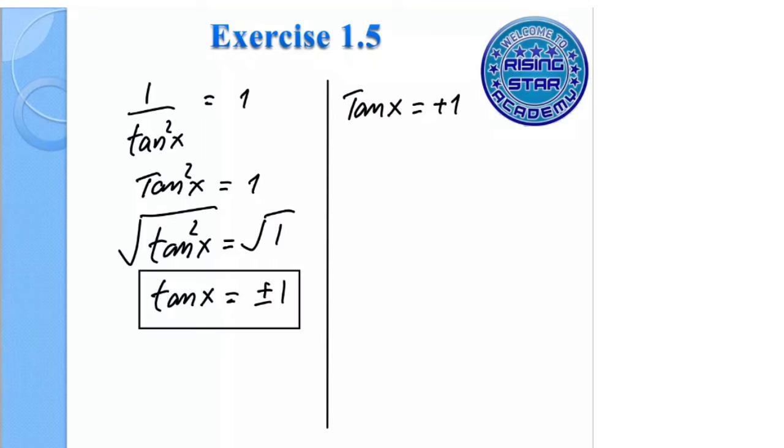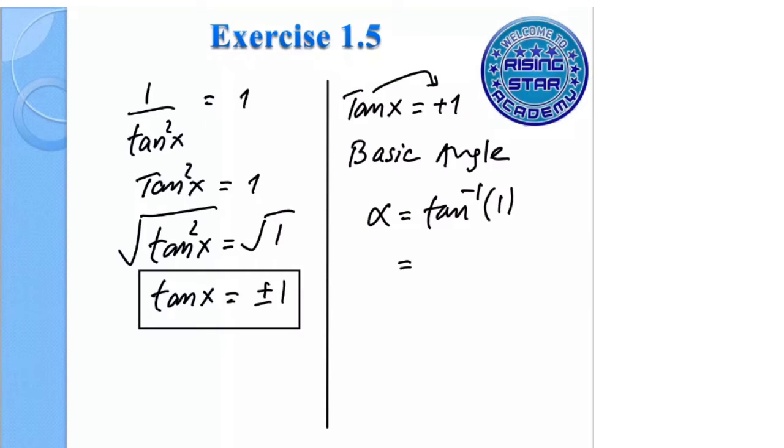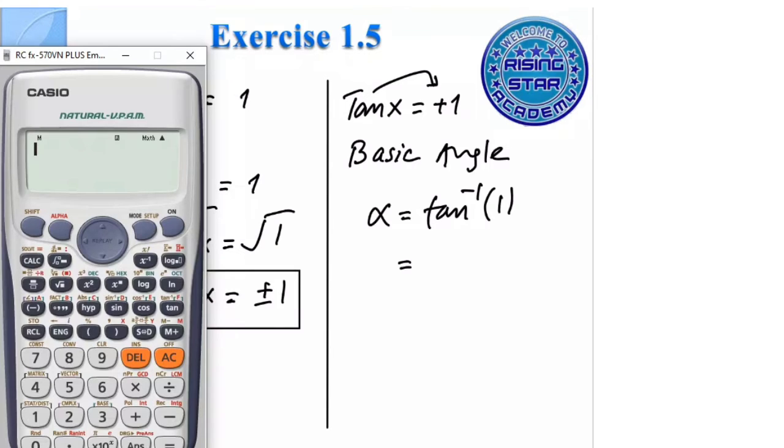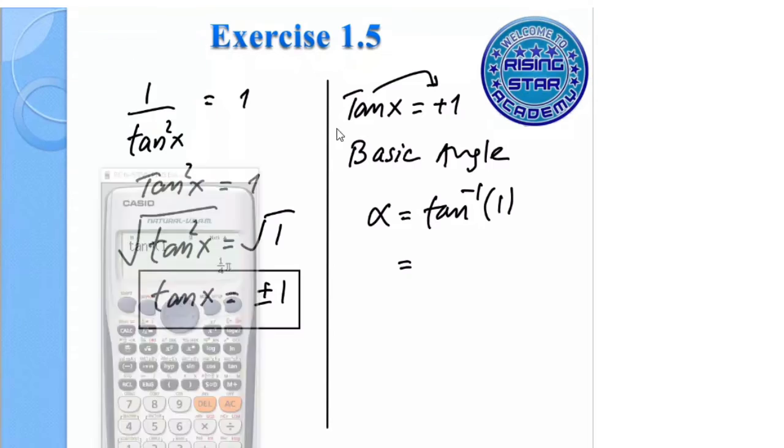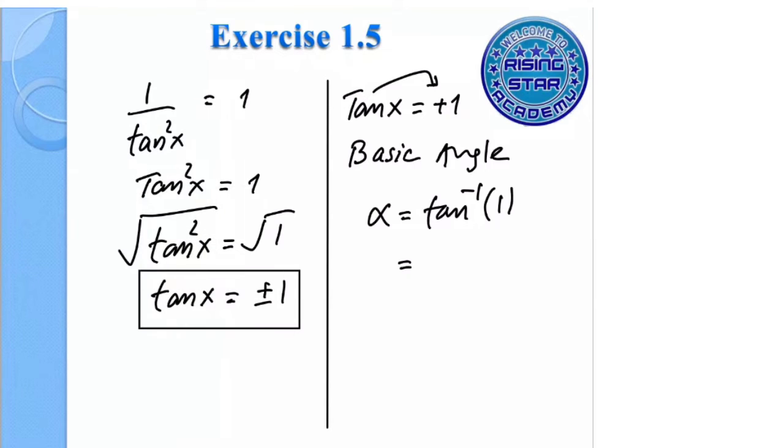So now we will find the basic angle. For basic angle we will take alpha. So now we will inverse for tan. So that would be tan inverse of 1. So we use the calculator in radian mode to see the answer. Let's see. Here we have a calculator. So I would take shift tan of 1. So that would become pi by 4. So I would write pi by 4 over there. So the basic angle would be pi by 4.